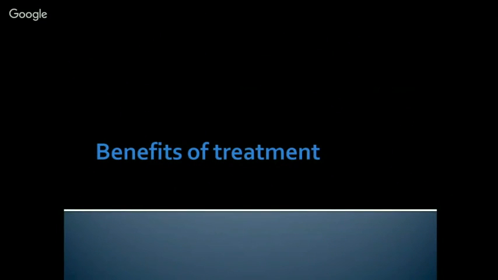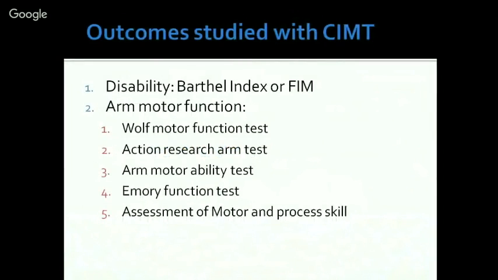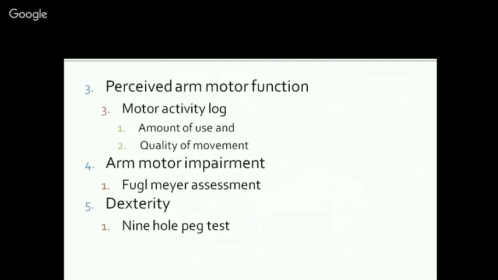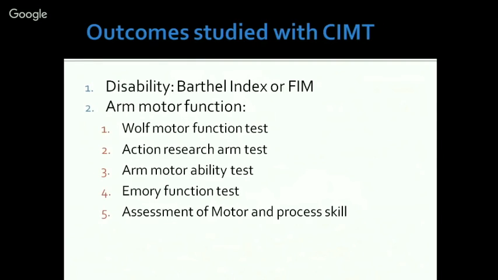Benefits of treatment. Now, this is the second part where we are going to look into the benefit of treatment. Primarily, the benefits of treatments are looked upon after looking into the outcomes which have been taken in studies of CIMT. The common outcomes they have taken are disability, arm motor function, perceived arm motor function, arm motor impairment, and dexterity. These are the outcomes which they have tested at the end of CIMT.